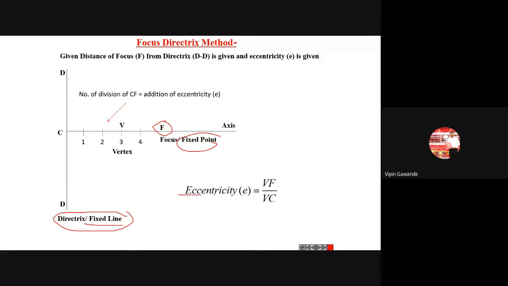Now this is again very important. Eccentricity. Again 100% very important. You will get 100% questions on this one. What is eccentricity? It is the ratio of the distance of the focus from the vertex, VF, divided by the distance of the vertex from the directrix, VC. Distance of focus from the vertex, VF upon VC. Now this ratio is very important.